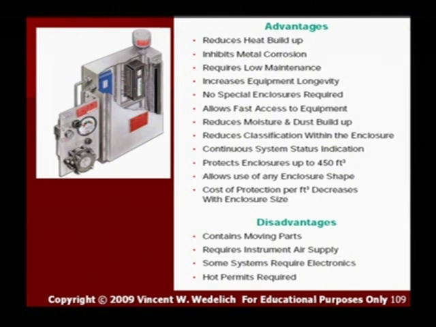Cost of protection per cubic foot decreases with enclosure size. Typically, one of these actual purge systems runs around, I don't know, $1,500 or something. And so if you have a really large box, it's going to cost a lot less per cubic foot compared to a small box. The disadvantages are it contains moving parts, it contains that switch and this gauge, requires instrument air supply, and it needs to be a dry, clean instrument air supply. Requires some electronics, and hot permits are required to open this box.